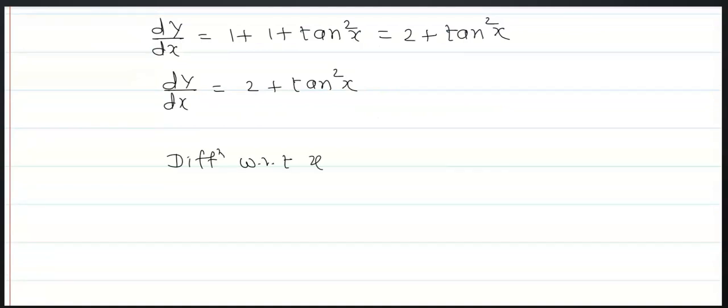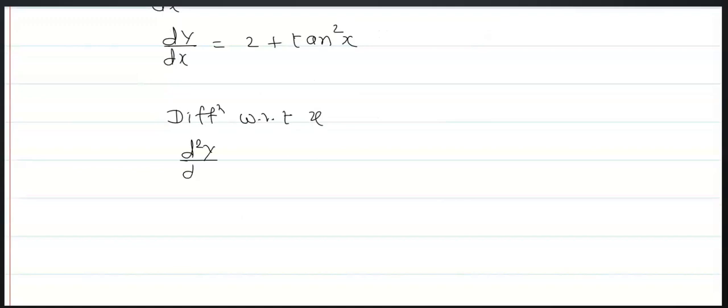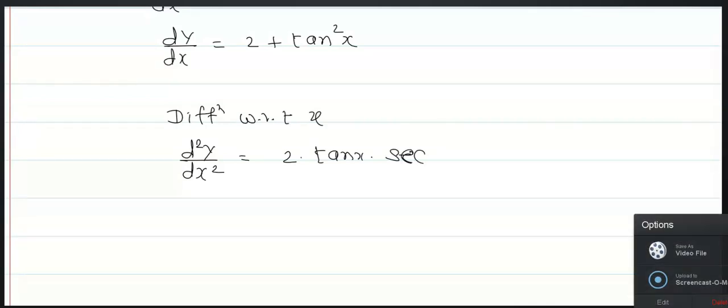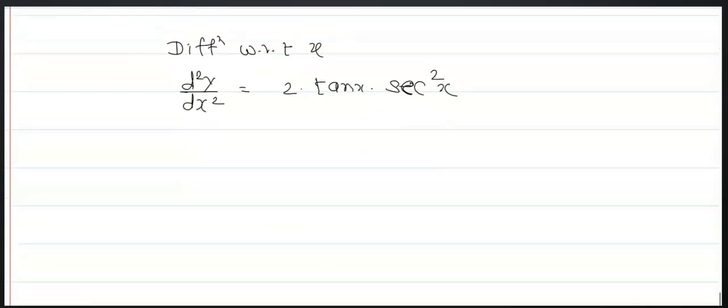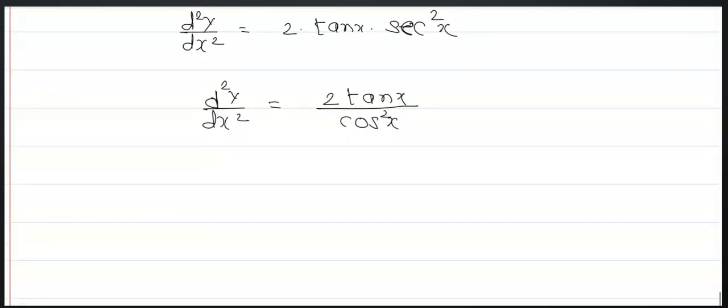Now, again differentiate this with respect to x. Therefore, d2y by dx square is equal to 0 plus, that is 2 into derivative of tan square, which is 2 into tan x into derivative of tan x, which is sec square x. That is d2y by dx square is equal to 2 tan x into sec square x. Therefore, d2y by dx square is equal to 2 tan x upon cos square x. Therefore, cos square x into d2y by dx square is equal to 2 tan x.